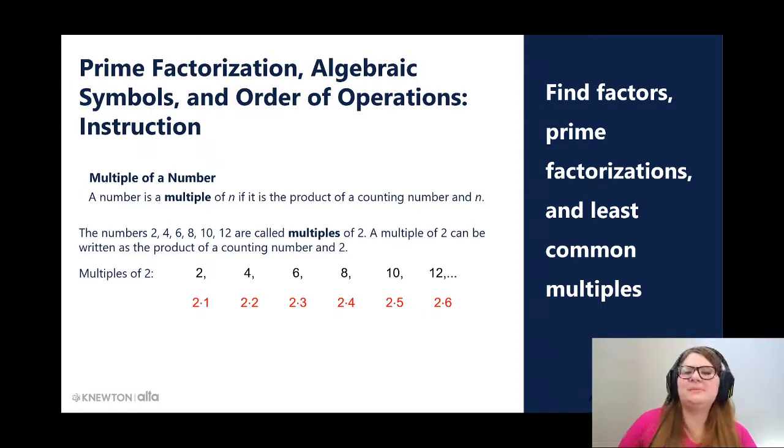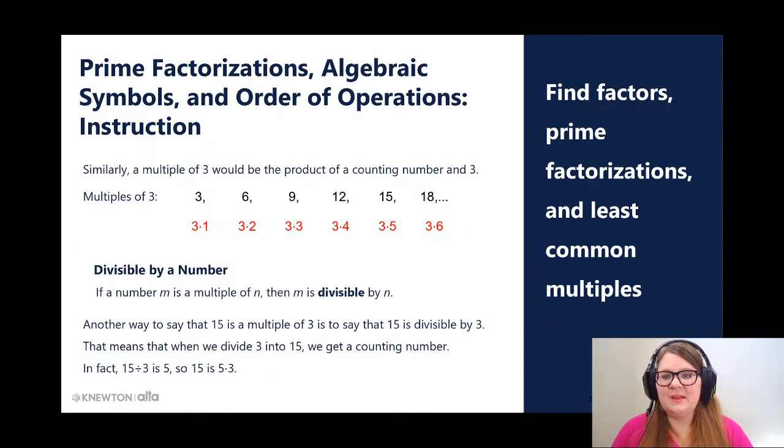So let's think of maybe some multiples of 5, because that's another one we work with a lot. 5, 10, 15, 20, 25, 30. So whenever you're counting by a number, you're actually finding its multiples. Now, we also can talk about divisibility. A number is a multiple of another number if that number is divisible by the other number.